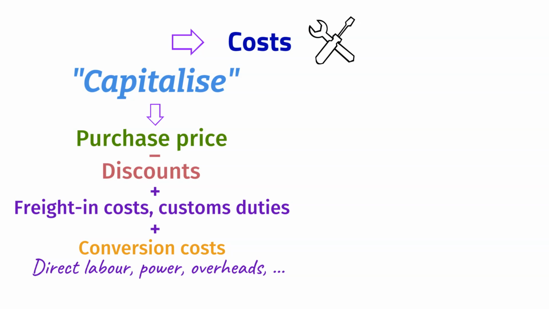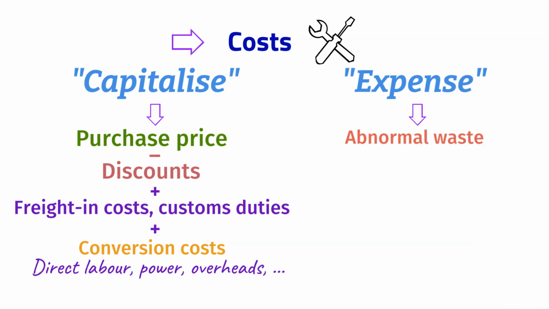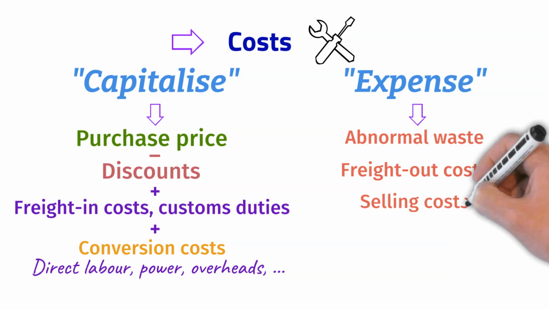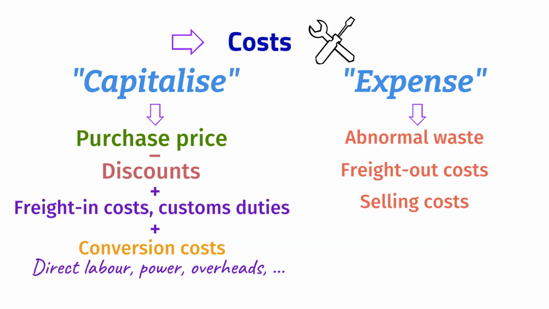And then for manufacturers come conversion costs to make a finished product. These costs will, for example, include direct labor and a fair share of factory overheads, for example power, rent of the production hall, etc. Some costs are excluded from inventory and have to be expensed. This would include abnormal waste and spoilage, freight out costs, meaning delivery to a customer, selling and administration costs, storage after production, unless storage is needed in the process.